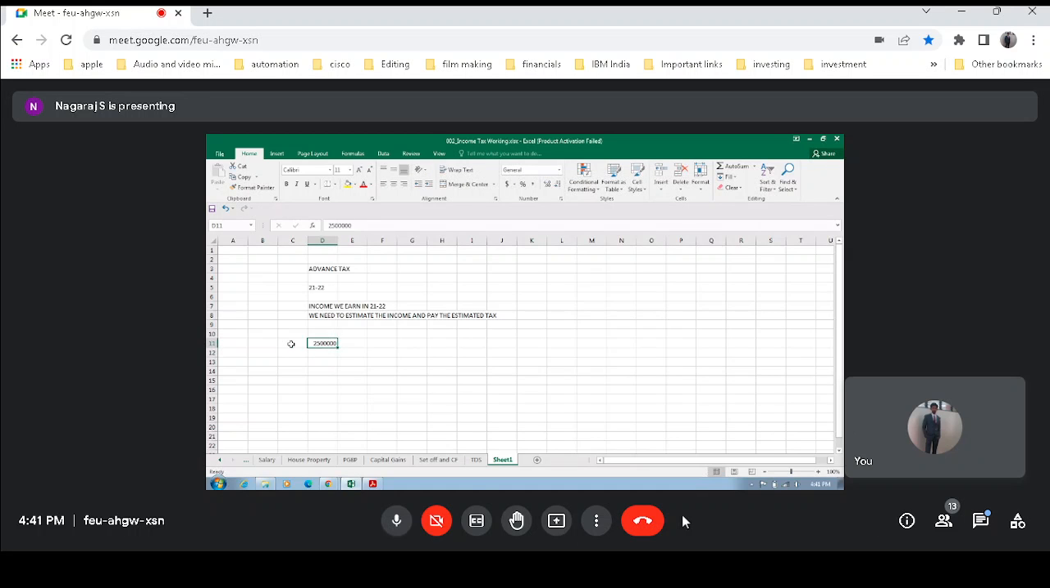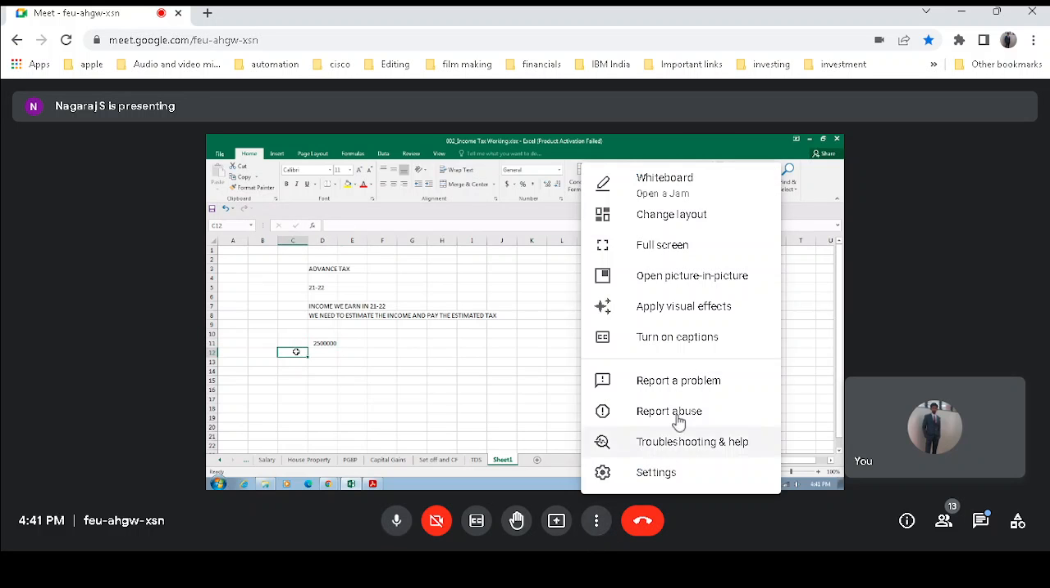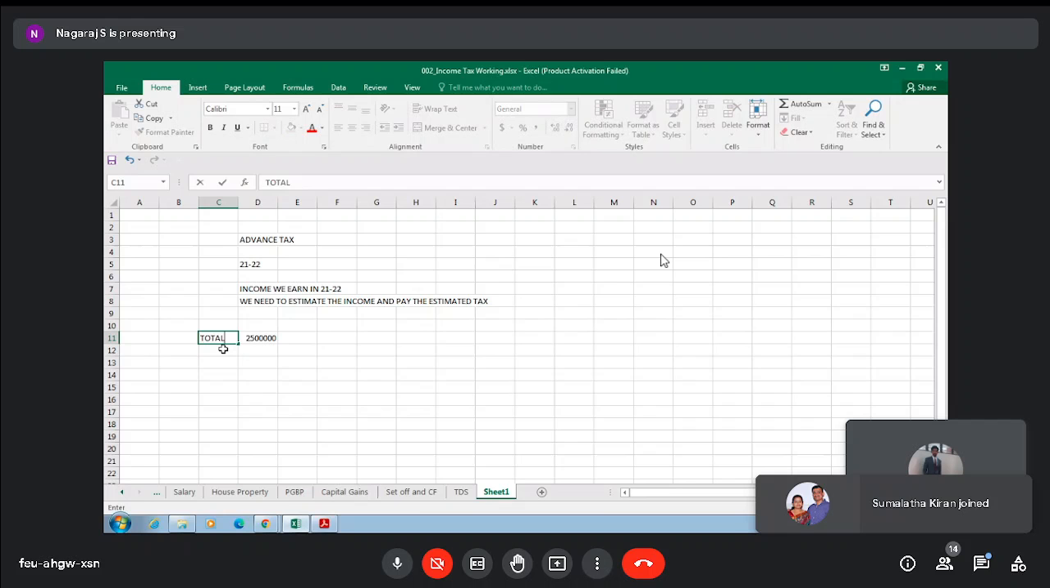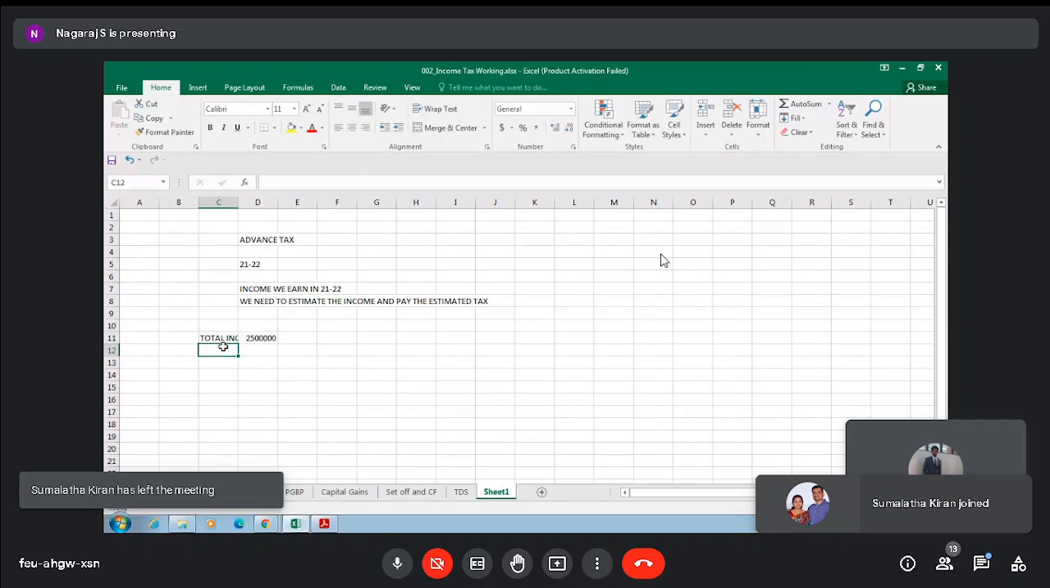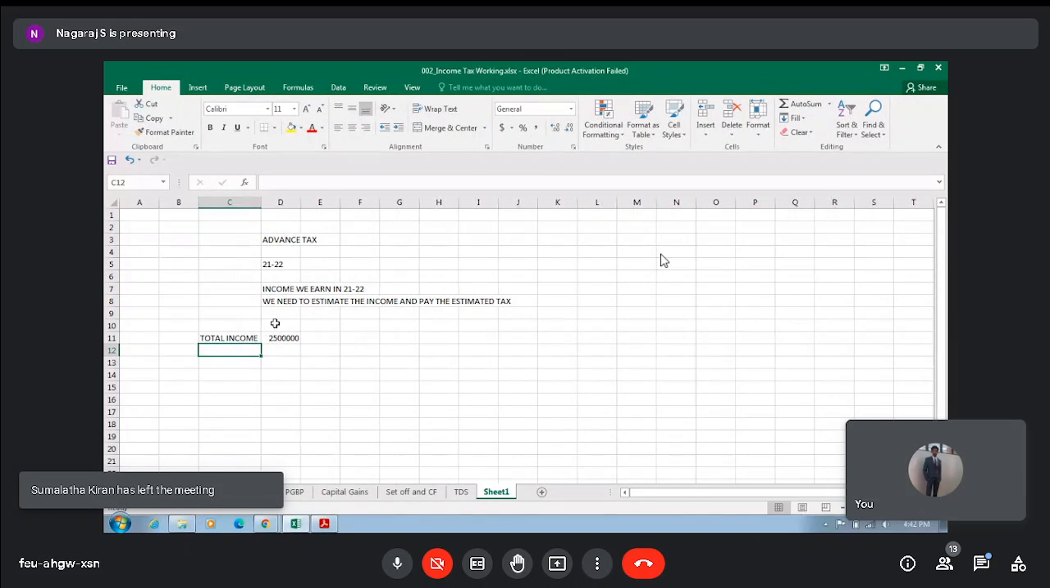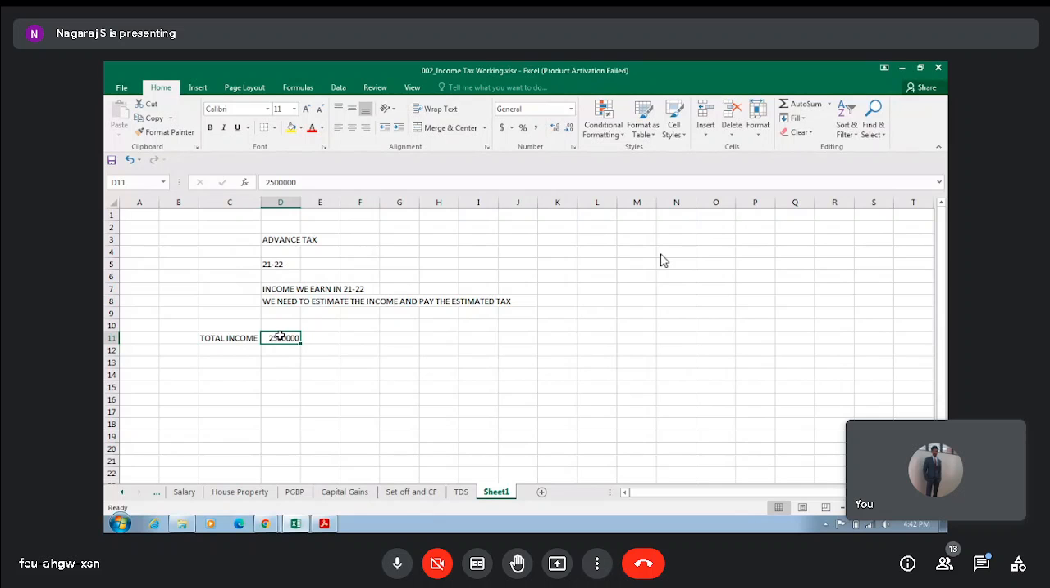If your total income is 25 lakhs, you need to calculate the tax first, then you will have to pay the tax in advance in installments.